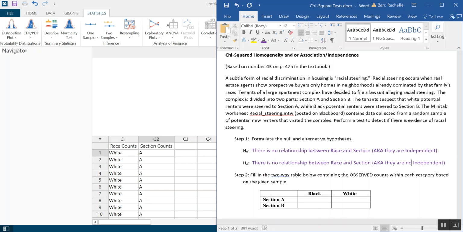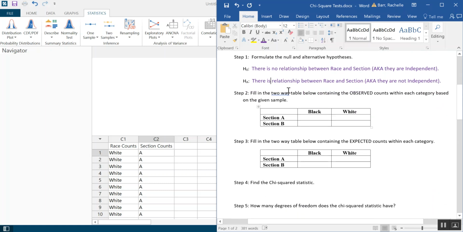My alternative is that they're not independent, which means if they're not independent, they depend on each other and there must be some relationship between the variables. This is what the investigator is suspecting. He suspects that some racial steering has occurred, and that's why that's the research or alternative hypothesis.